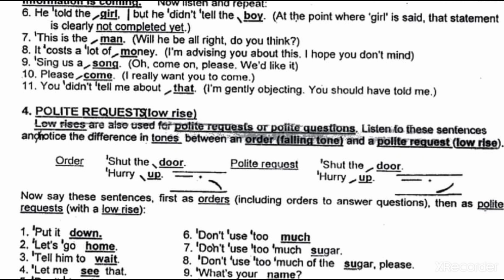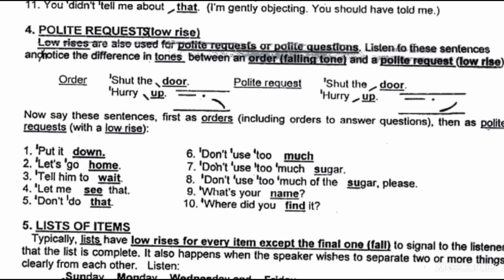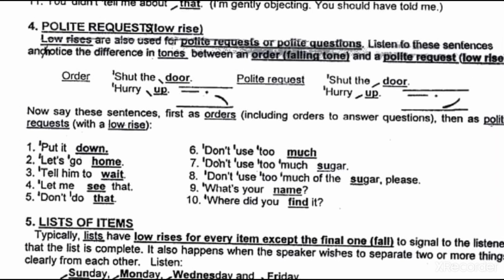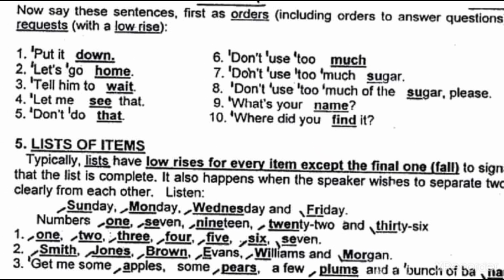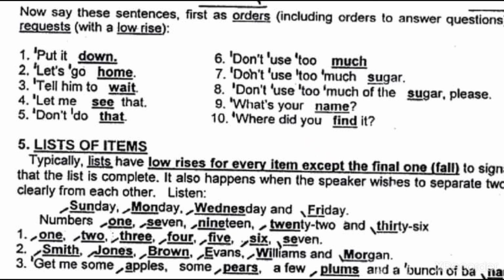The next context in which we use the low rise, as we have stated earlier, is in polite requests or polite questions. So we practice together the following polite requests. Contrary to orders where we use a low fall, in polite requests we use a low rise. So, number 1, put it down. Number 2, let's go home. So here I'm saying a polite request.